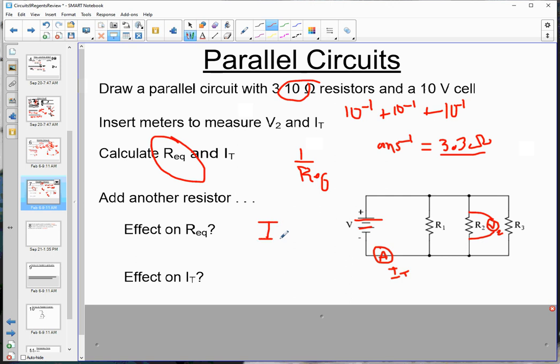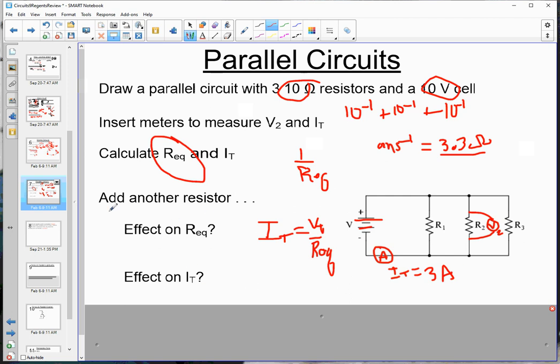Well, as usual, I total, using Ohm's law, is going to be V total over the equivalent resistance. So V total is going to be 10 volts. So 10 volts divided by 3.3, that will give us a total current of 3 amps. So I total will be 3 amps.